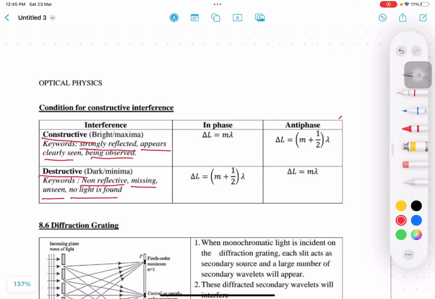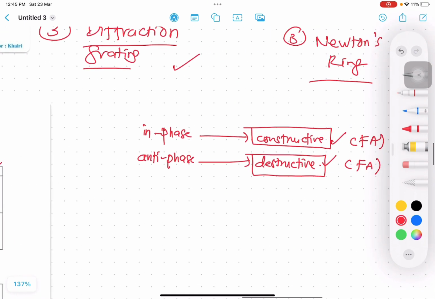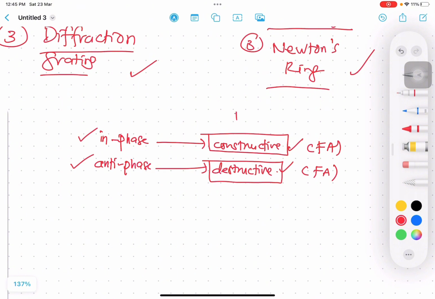So what is this actually? We have two things, which are in phase and anti-phase. In phase is dominated by constructive interference, whereas anti-phase is dominated by destructive interference. This is just for your understanding. What does it mean by dominated by constructive or destructive? It means when in phase, constructive interference will occur.